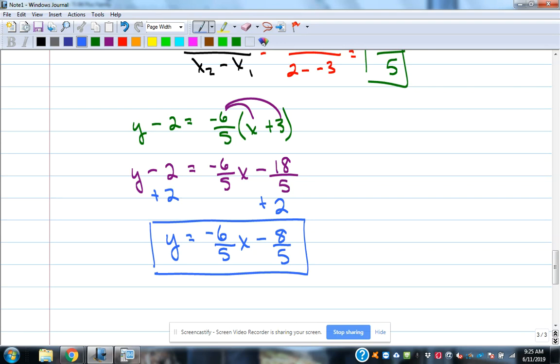So point slope form, get y by itself, you're in slope-intercept form. That's the key to this.